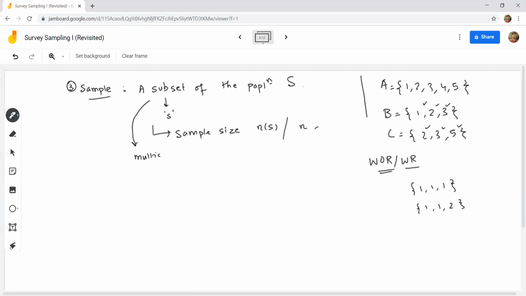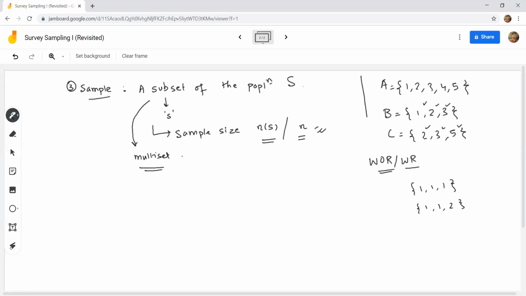So what is a multiset? A multiset allows you to include more than one observation of the same kind. Say one can be there many times, 4 times or 5 times. Two can be there 3 times. Any number of times you are allowing the entries. So generally, for survey sampling, we define a multiset for the population S, and we denote the sample size to be n_s or small n. Okay, is this part clear?